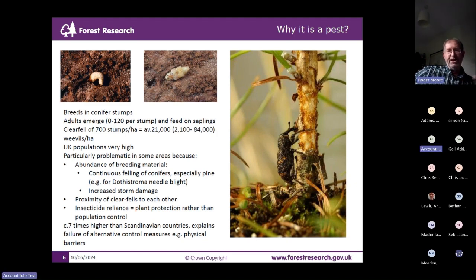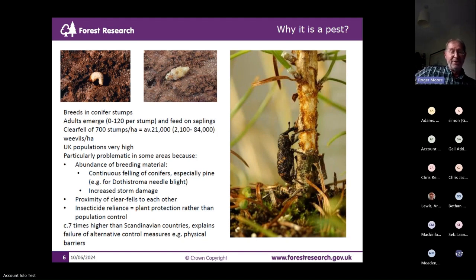If you've got contiguous felling of conifers, increased storm damage, that tends to exacerbate the populations. They increase in numbers and you'll see more damage. Proximity of clearfells right next to each other, when insects are emerging and can easily make it to another site, also contributes to rapid increases in populations and damage.